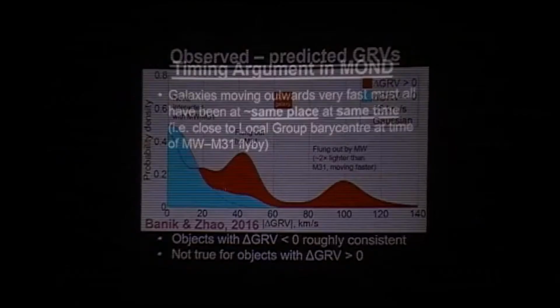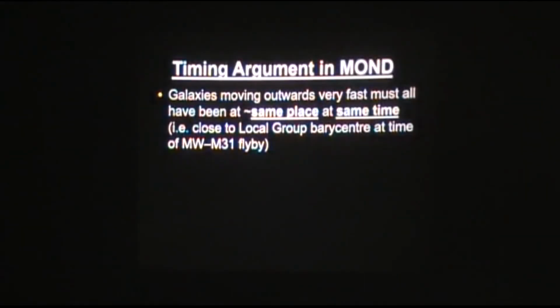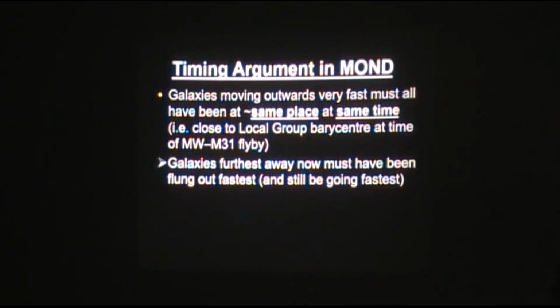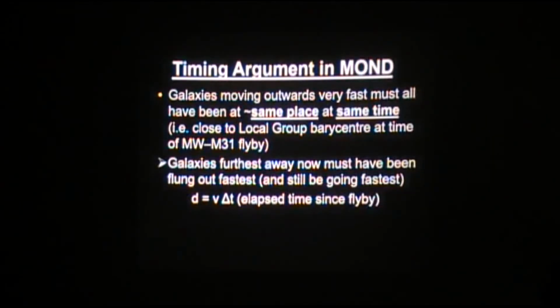So now in MOND, what would happen is that these fast-moving galaxies should all have been at the same place at the same time, right? They should have been close to the center of the local group when the Milky Way and Andromeda flew past, because they need to have interacted with a fast-moving galaxy, and that's the only space-time location where something heavy was moving fast. So what this means is that the galaxies furthest away need to be flung out fastest to have gotten there, basically. So it's just like that.